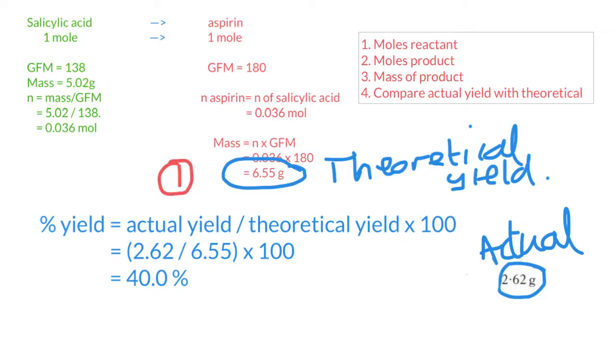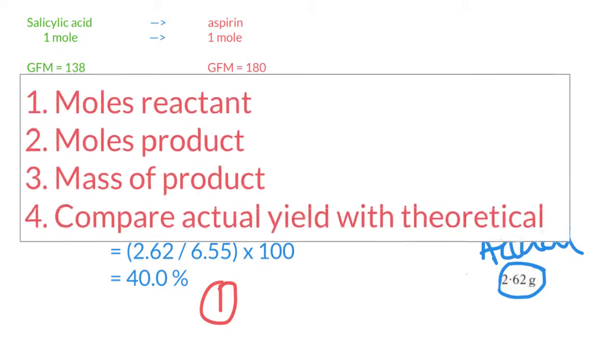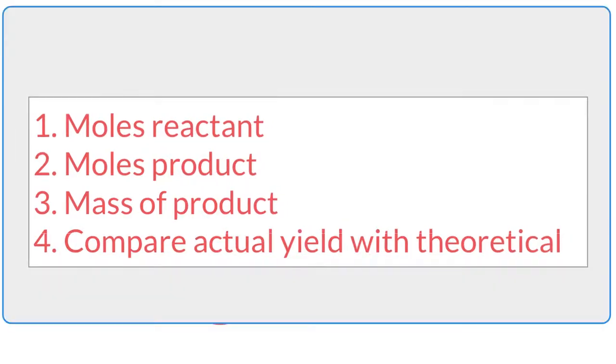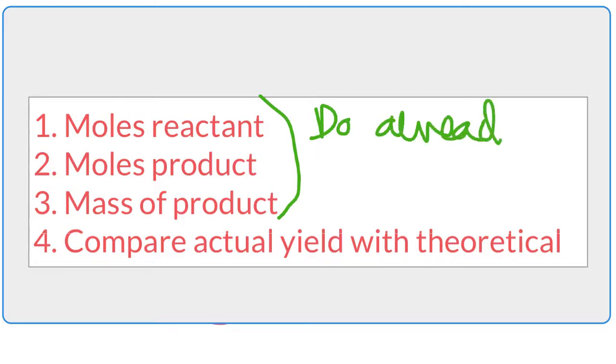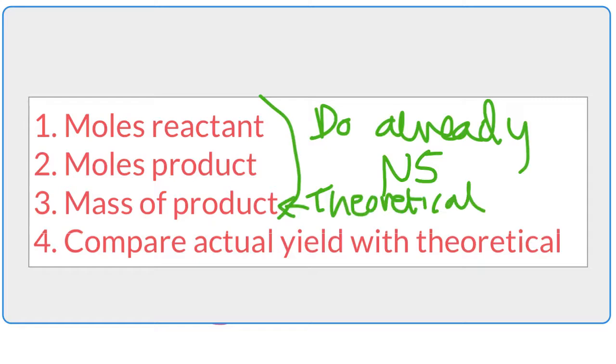In terms of where the marks are being awarded in this question, the first mark is for calculating the theoretical yield, and the second mark is for calculating the percentage yield. It's a good idea to make a note of these steps and keep in mind that the first three you can do already. They are just your calculations from equations from Nat 5. The last step, percentage yield, the equation's in your data booklet, you are comparing the theoretical yield with the actual yield given in the question.